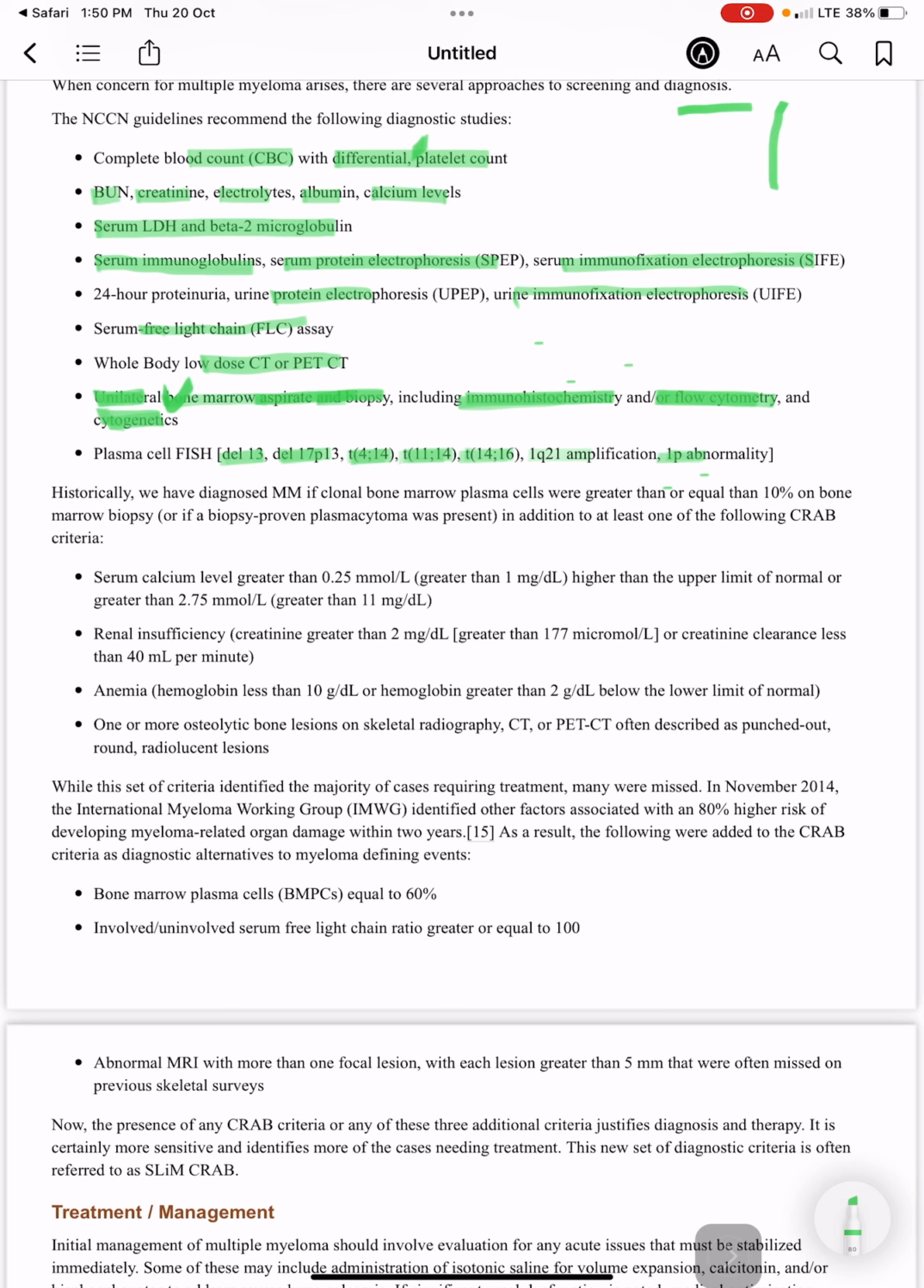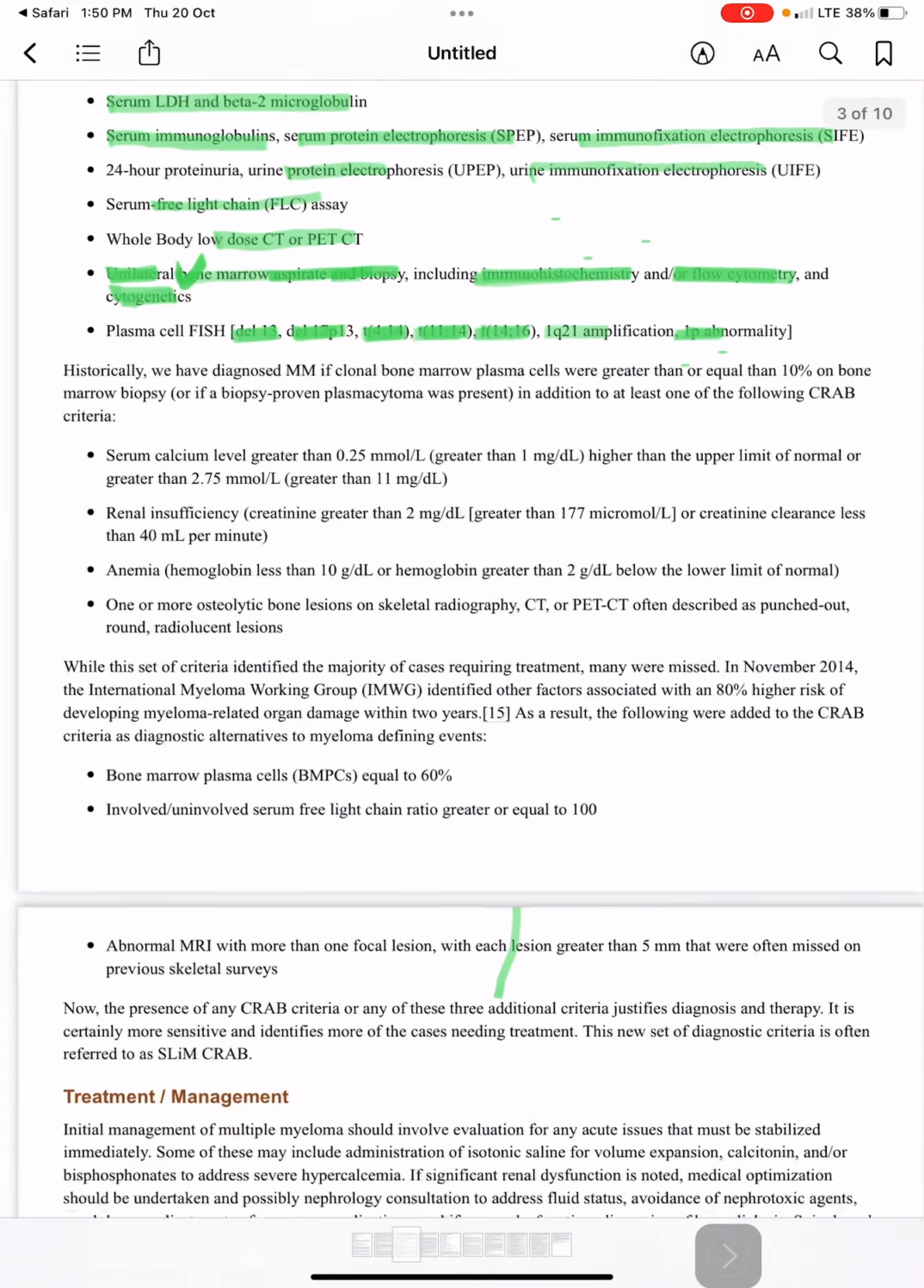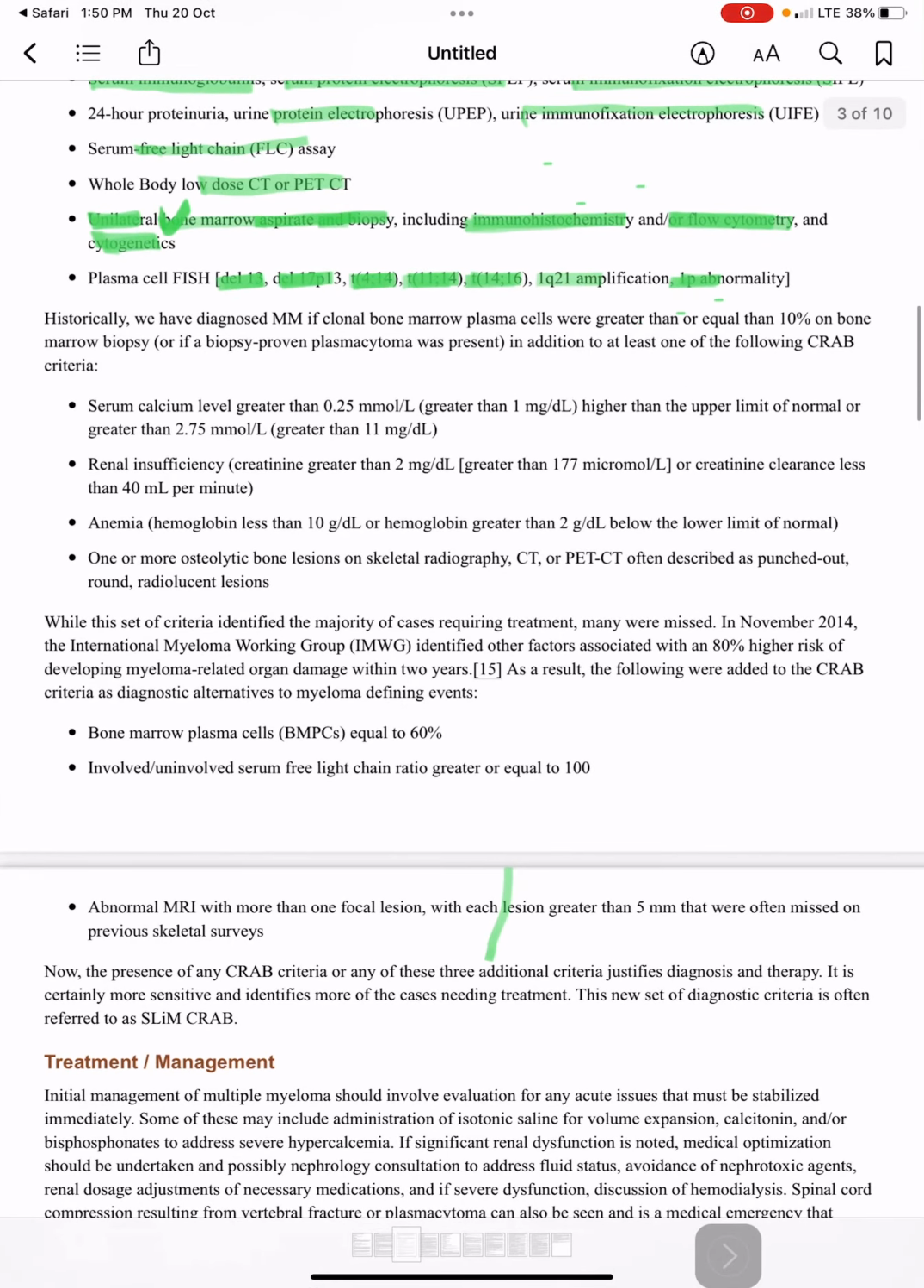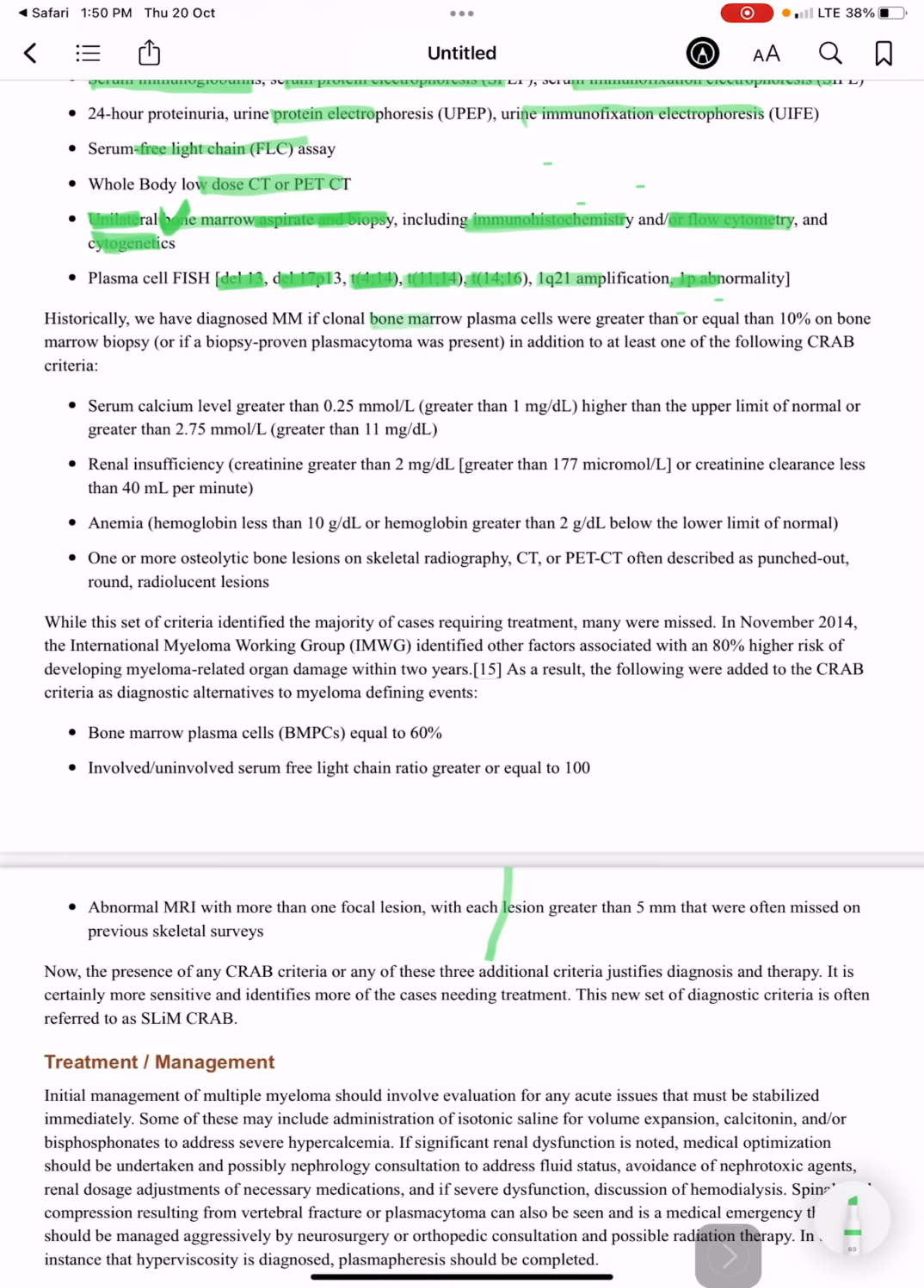So historically, how do we diagnose multiple myeloma? If we do a bone marrow and clonal bone marrow plasma cells are greater than or equal to 10% on biopsy, or if a biopsy-proven plasmacytoma was present, in addition there should be CRAB criteria.